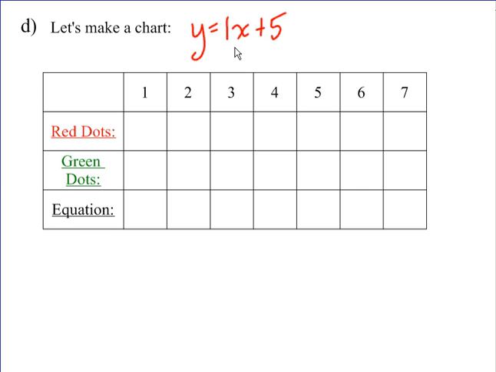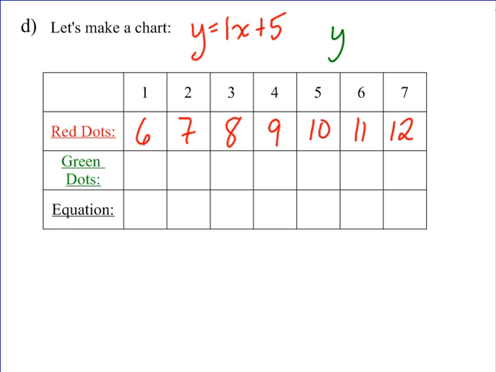So if I buy 1 set of headphones, 1 times 1 is 1 plus 5 is 6. If I buy 2 sets of headphones, 1 times 2 is 2 plus 5 is 7. I buy 3 sets of headphones, 3 times 1 is 3 plus 5 is 8. We notice that they're going up by 1. So we can finish the table, 9, 10, 11, and 12. And it will keep on going. We're going to stop at 7 headphones.